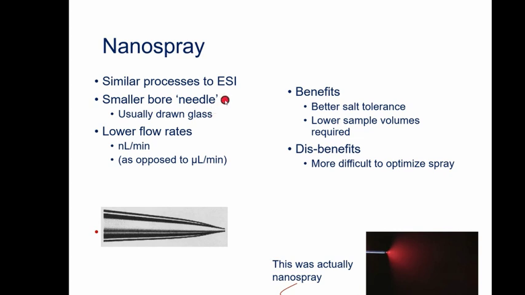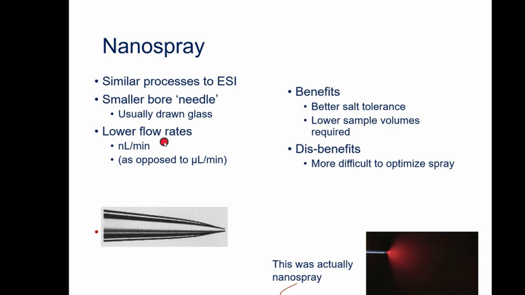Commonly these can be made out of drawn glass. You can draw them yourselves if you have a laser puller or a capillary puller. But people these days will probably also commonly buy the nanospray sources in commercially. Nanospray has a much lower flow rate than electrospray, of the order of nanoliters per minute as opposed to microliters per minute in normal electrospray.